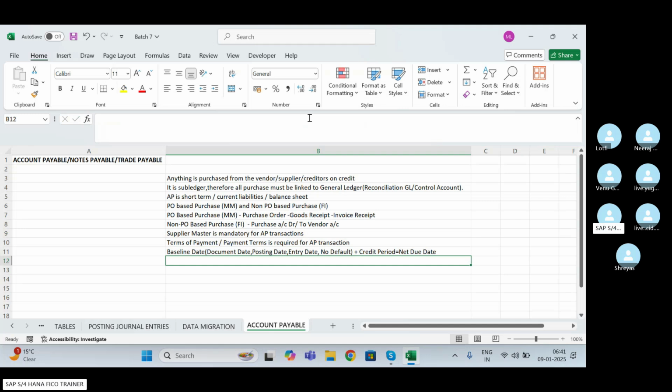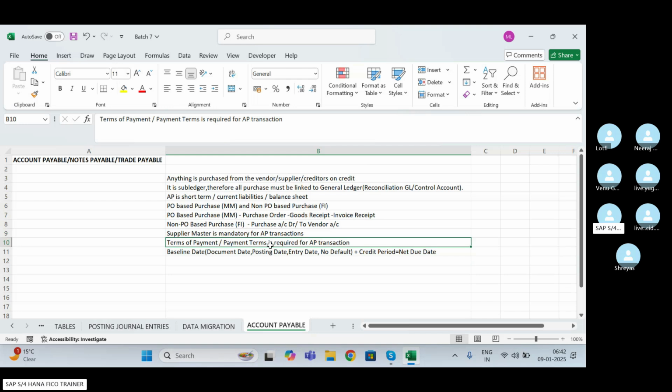So terms of payment will give you net due date, plus it will also help you to determine the discount in case if it is applicable. Let's say your vendor says that pay me after 30 days, but if you are making payment in 15 days, I will give you 1% discount, 2% discount. So both this we can configure in the terms of payment. So terms of payment is equally important in account payable transactions.